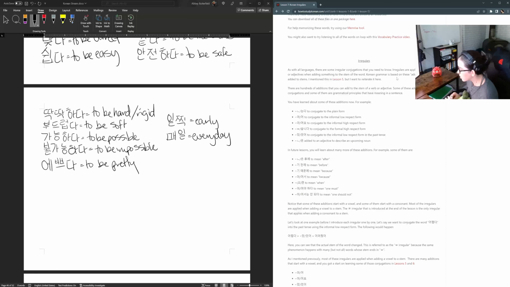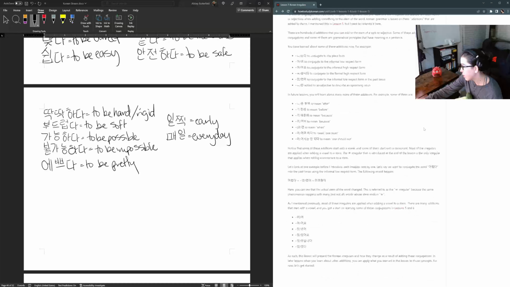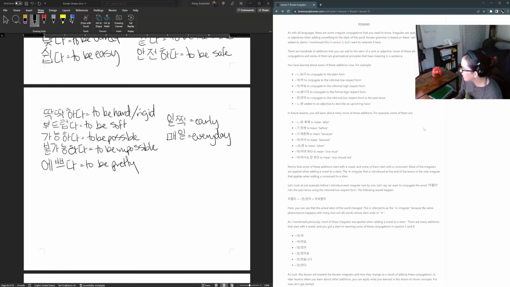Notice that some of these additions start with a vowel and some of them start with a consonant. Most of the irregulars apply when adding a vowel to a stem. The irregular that is introduced at the end of the lesson is the only irregular that applies when adding a consonant to a stem. Let's look at one example before we introduce each irregular one by one.